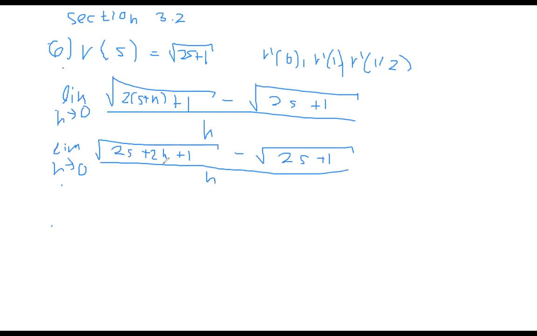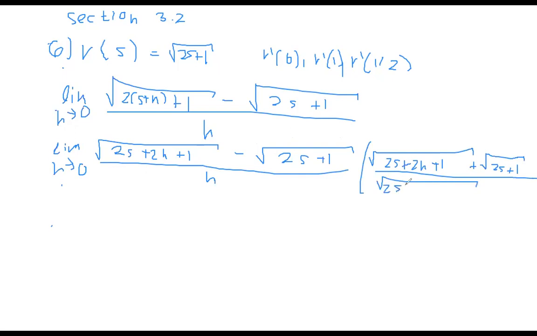All right, so from this point on, you notice that you have to use conjugates because we have 2 square roots and we have to cancel this out, right? So we're just gonna multiply this by root 2s plus 2h plus 1, and then we add the root 2s plus 1, and then same thing at the bottom, so root 2s plus 2h plus 1.